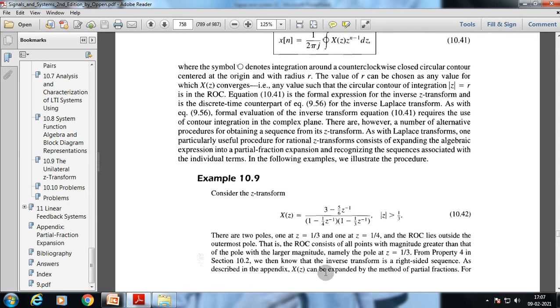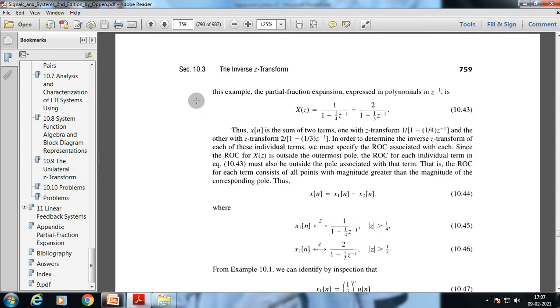As described in the appendix, X(z) can be expanded by the method of partial fractions. For this example, the partial fraction expansion expressed in polynomials in z^-1 is X(z) = 1/(1 - 1/4 z^-1) + 2/(1 - 1/3 z^-1). Thus x of n is the sum of two terms, one with this Z transform and the other with this Z transform. In order to determine the inverse Z transform of each of these individual terms, we must specify the ROC associated with each. Since the ROC for X(z) is outside the outermost pole, the ROC for each individual term in the equation must also be outside the pole associated with that term.